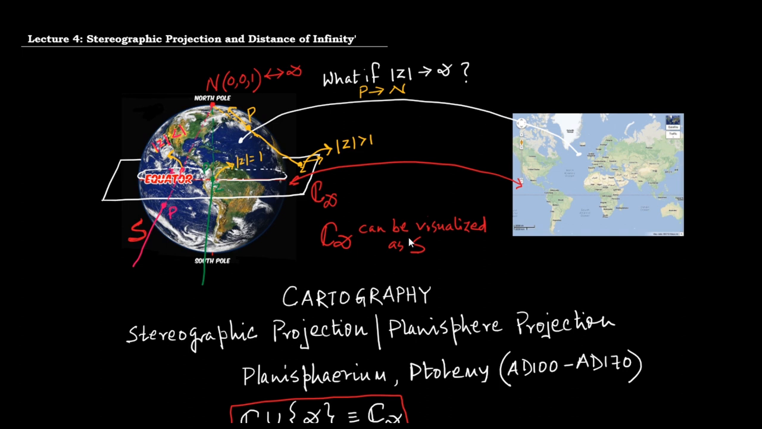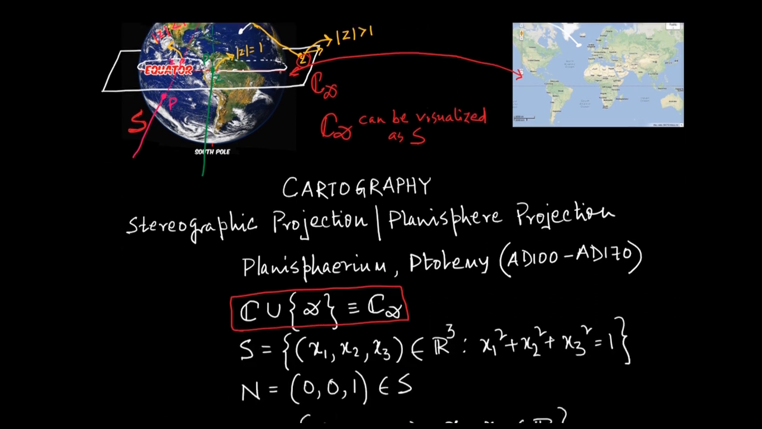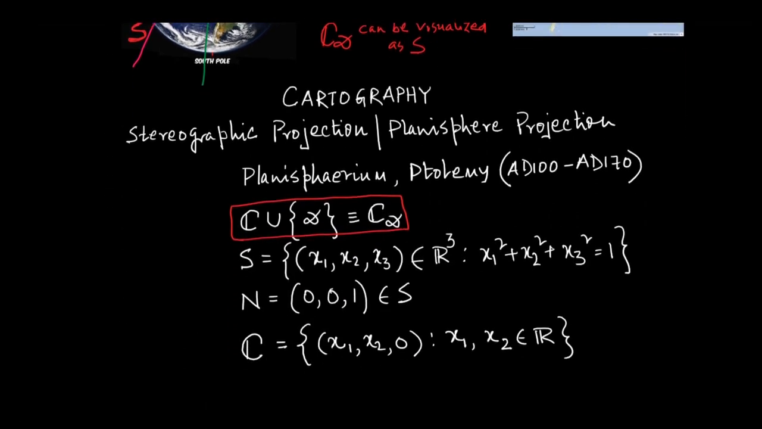Now, the question is, if a point Z is given in C infinity, how will we find out the corresponding point P on the surface of the sphere? If this small Z is given, how to find out this P? How will we do the calculation? That's pretty simple. Let us do that now.